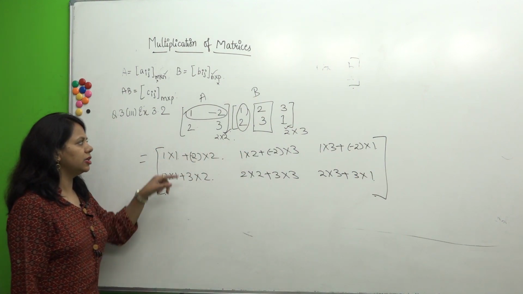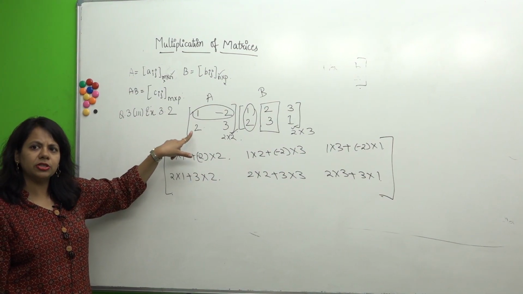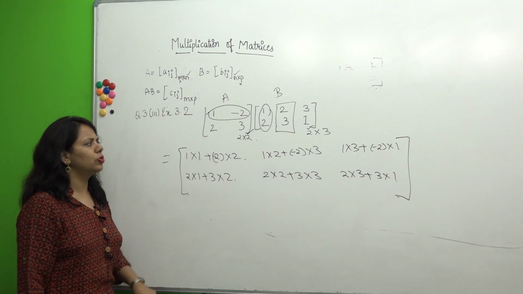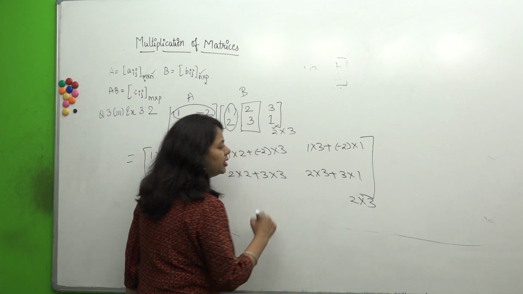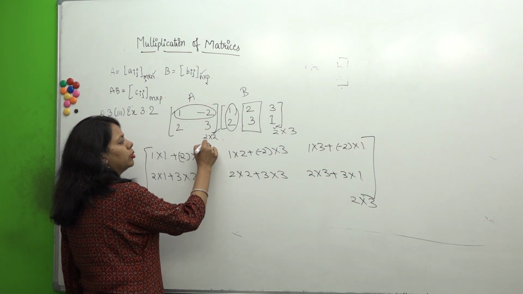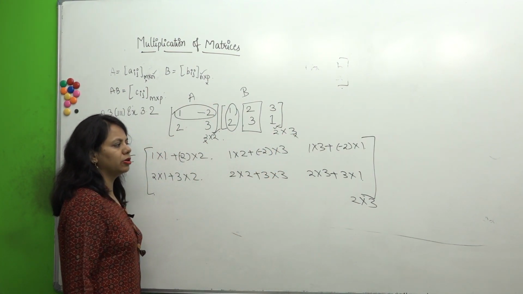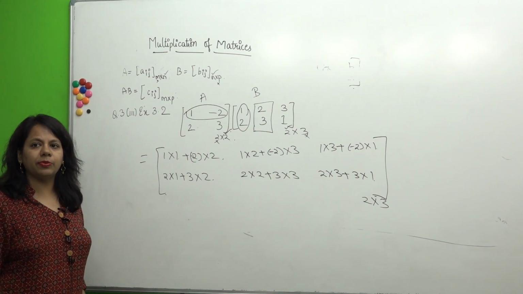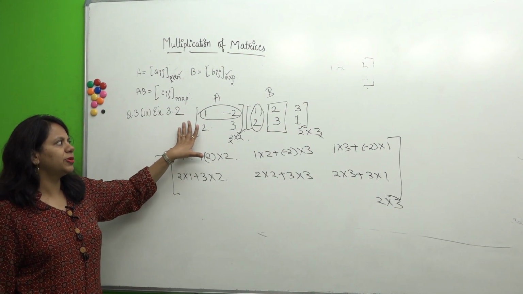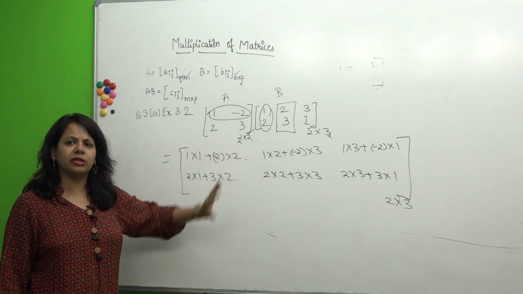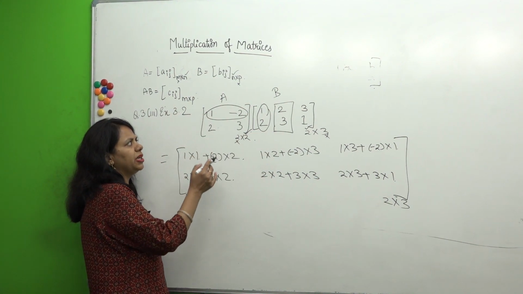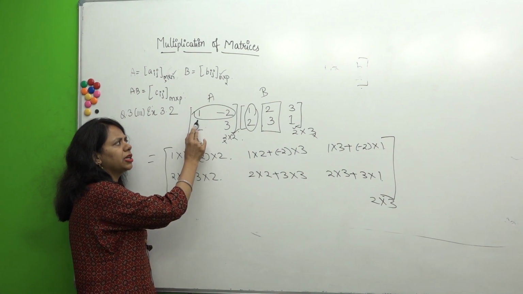So now if you see, I do not have any row further, so I will have to stop over here. So what kind of a matrix I have got? I've got a 2 into 3 matrix, which is what? Number of rows of first and number of columns of the second matrix. So please do remember, first matrix I only have to take the rows, and second matrix I only have to take the columns.